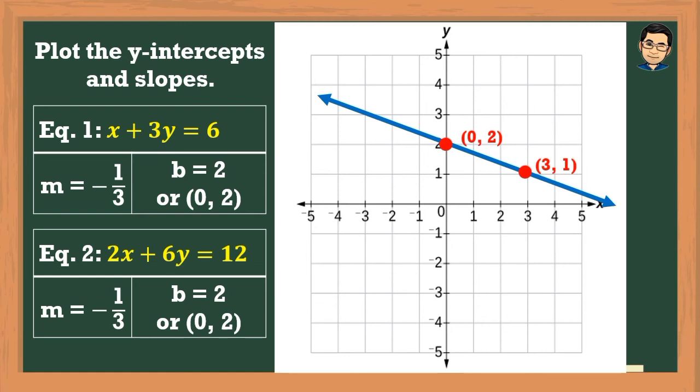Next, yung equation 2, ganun din. So, kapag pinlat natin yung 0, 2, ganun din po. Kagaya ng equation 1, pati din naman yung slope. Makukuha din natin yung other point, 3, 1, ganun din. So, ito rin po yung graph niya. And then, ayan, x plus 3y is equal to 6, and then 2x plus 6y is equal to 12. So you can see, isa lang po yung nakikita talaga natin na graph.